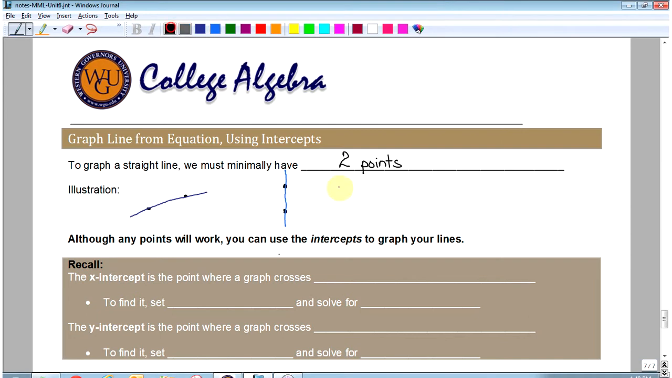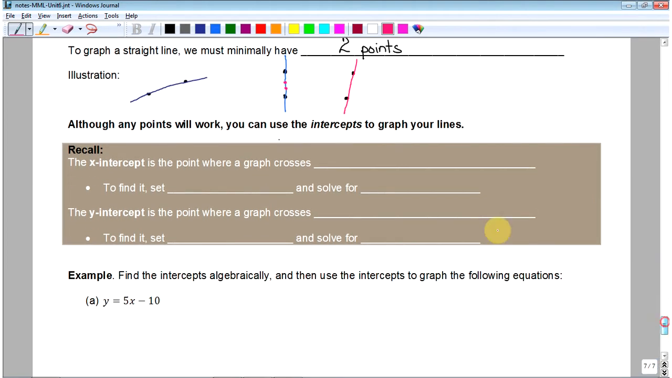So just illustrating, as long as you know 2 points on your line, you're going to be able to figure out what its graph looks like. Although any points will work, meaning as long as you have any 2 points on your graph, you know what your line will look like. You can use the intercepts of your graphs to graph your lines.